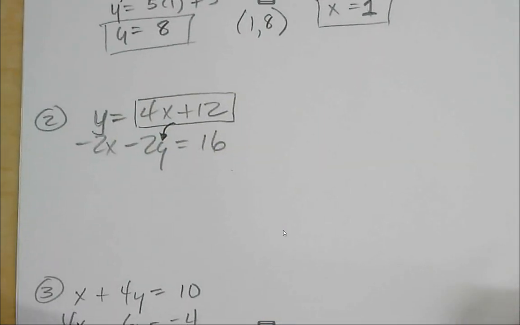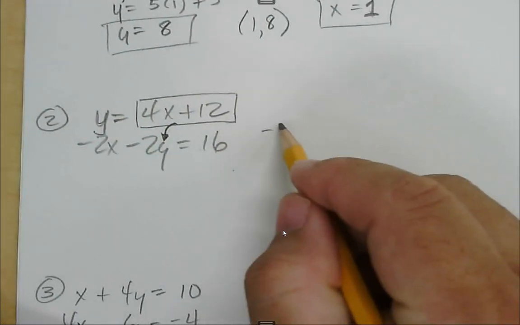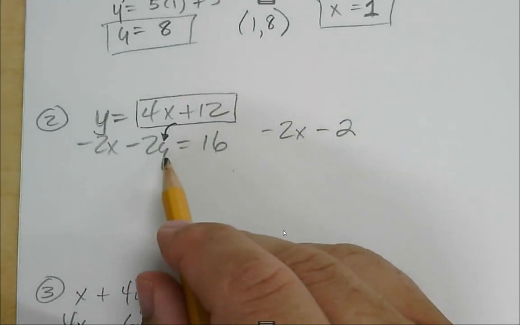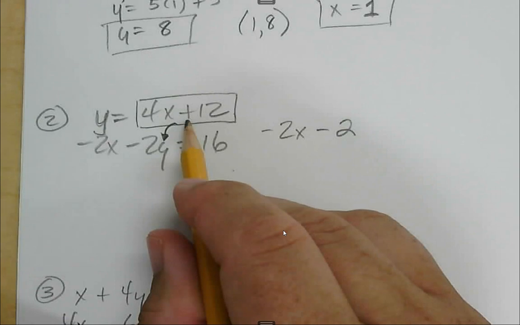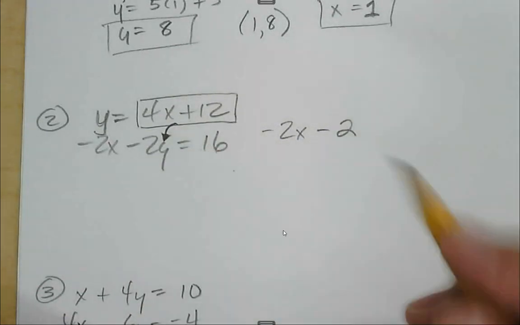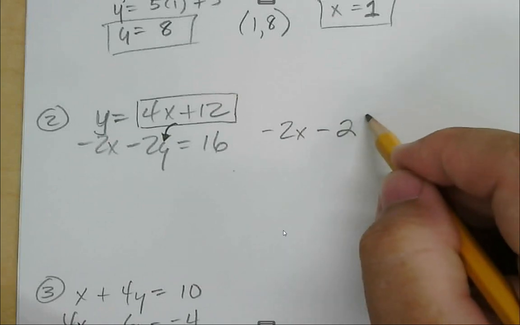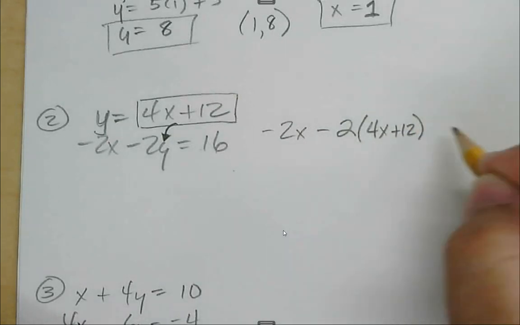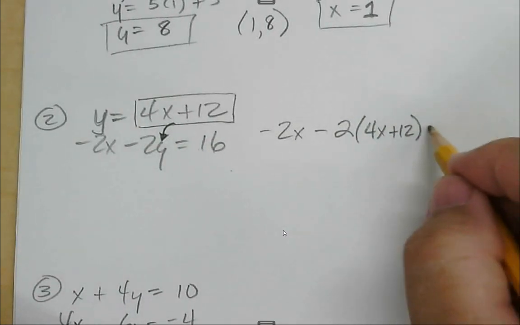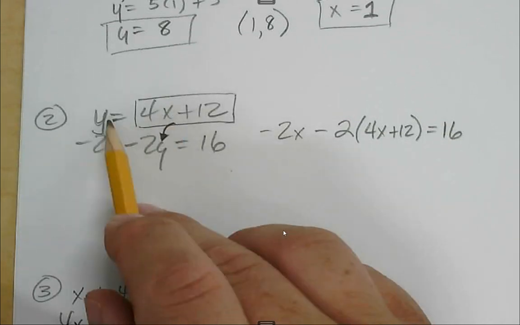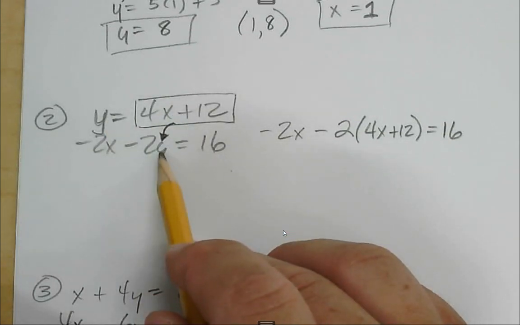So in other words, what I end up doing is I have negative 2x minus 2 times, instead of putting y, I'm going to put this new quantity for y, and you're going to see what happens. So instead of a y here, I'm going to say 2 times 4x plus 12, and that is still equal to 16. So it looks exactly like this equation. The only difference is I substituted this value for y in for this y right here.